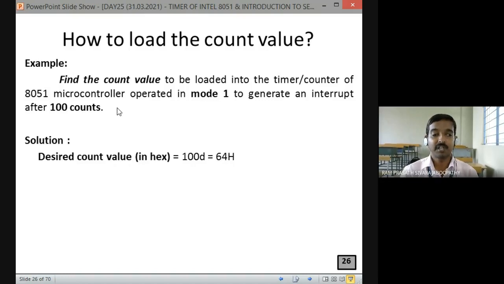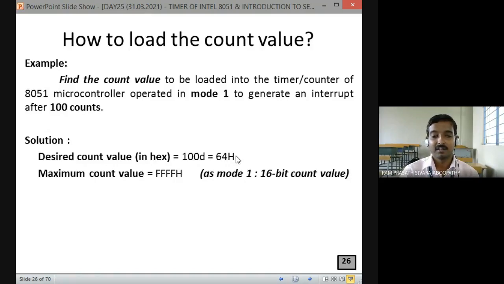Desired count. First we have to know. Fine. Desired count எவ்வளோ? 100. 100 count is my desired count. Fine. So this I am representing in hexadecimal. Fine. What about the count value to be loaded? அதுக்கு முன்னாடி maximum count என்ன? FFFH. How it is FFFH?